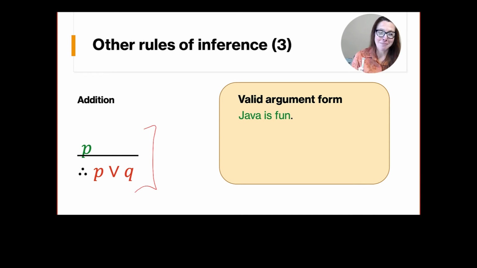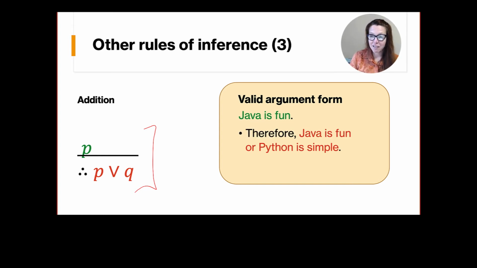But if we assume my premise is true, that Java is fun, from the rule of inference addition, what could I conclude? Yeah, Java is fun or anything. So therefore Java is fun or Python is simple. The reason this works is essentially we're saying P is true. We assume that P is true. Then this becomes the form true or Q. But in this case, no matter what we do, because the first one is true, the whole thing is true. So it doesn't matter what we put there, which is an important piece.